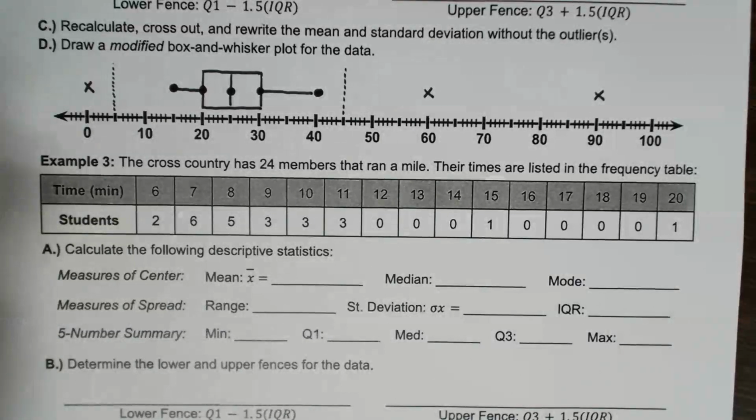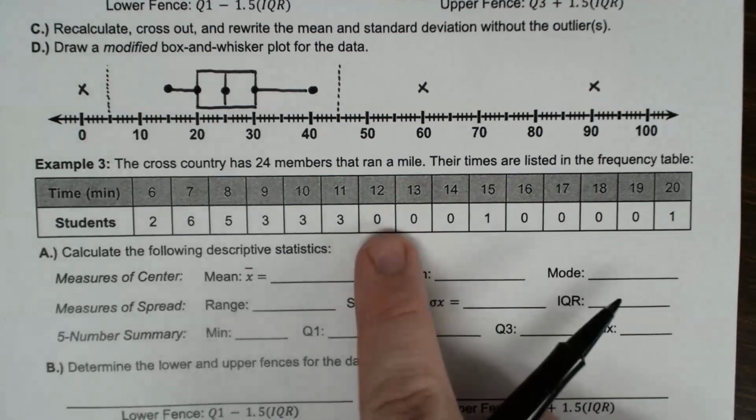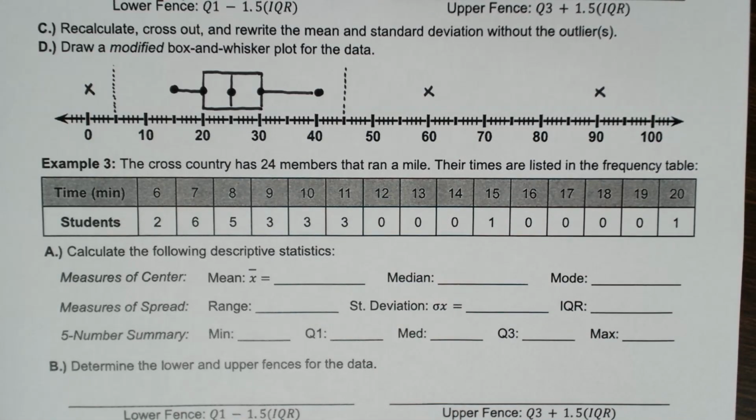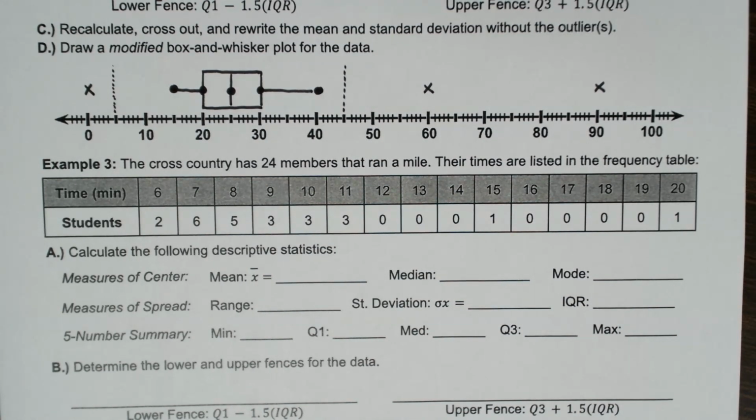What we're working with is how many minutes, to the nearest minute, each person on this cross-country team ran a mile. Whenever you get to the 12, 13, 14, all of those that have a 0, don't type them. We didn't have anybody who ran around 12 minutes or 13 minutes and so on. Is it 24 then? There are 24 numbers, yes.